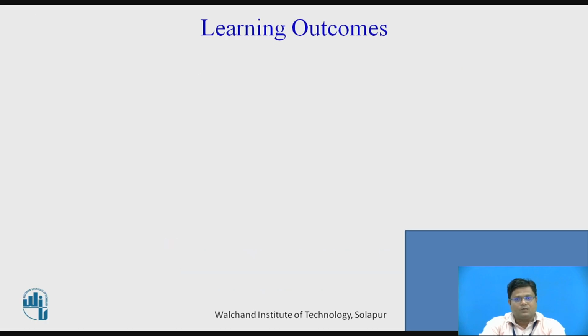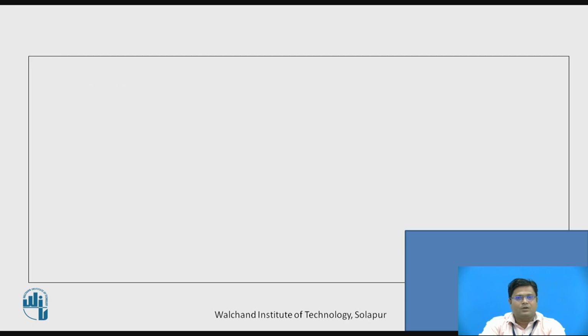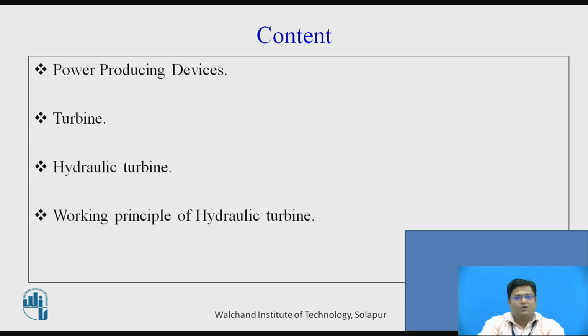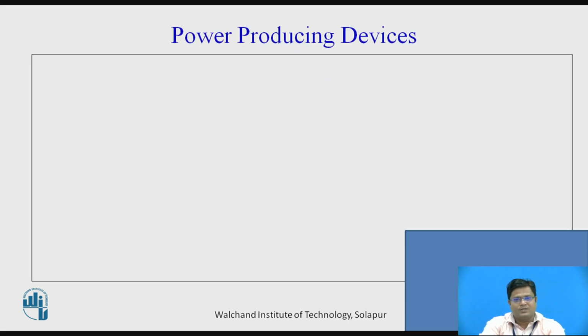Learning outcomes. At the end of this session, student will be able to understand what are the different types of hydraulic turbine. Content. In this video lecture, we are going to discuss what is power producing device, second, what is turbine, what is hydraulic turbine, what is working principle of a hydraulic turbine, and we are going to discuss classification of hydraulic turbine. So first one is power producing device.